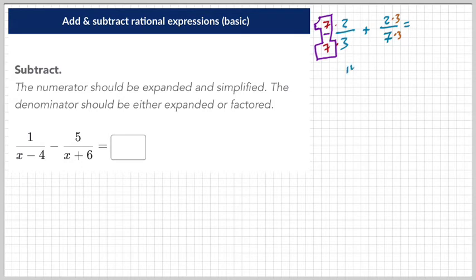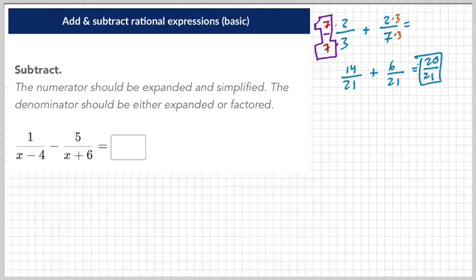So the top would be 14. The bottom would be 21. The bottom would be 21 for the other one. And then the top, what's 2 times 3? That's 6. Okay, so then I get 20 over 21. And that would be your answer. Okay. Do we add the denominators together? Nope. We add the numerators together? Yep. Those are the rules of fractions.